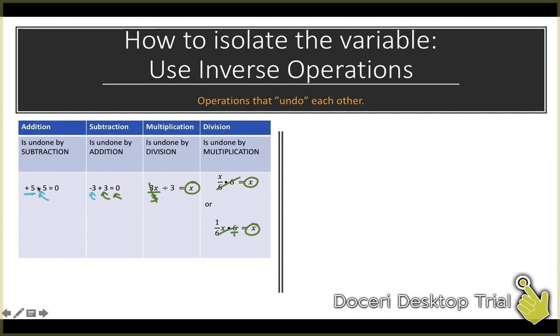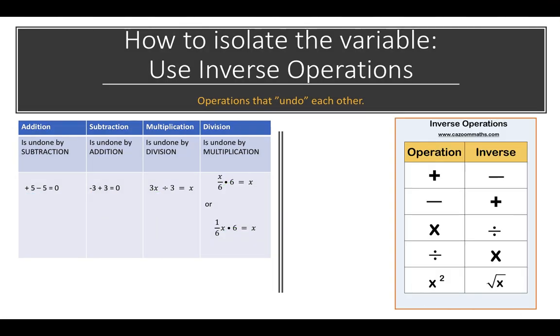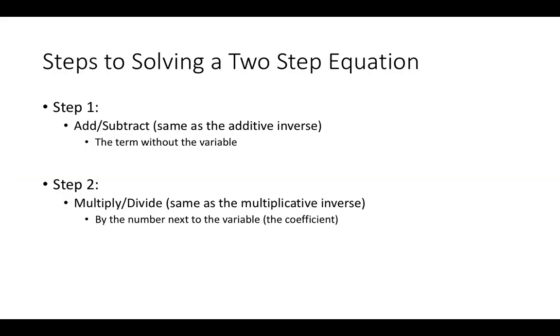Okay, another visual to help you is this one right here. If you want to copy that down, you can. It's up to you. Okay, so what are the steps? The steps to solving a two-step equation. Step 1 is that you're going to add or subtract the term without the variable.